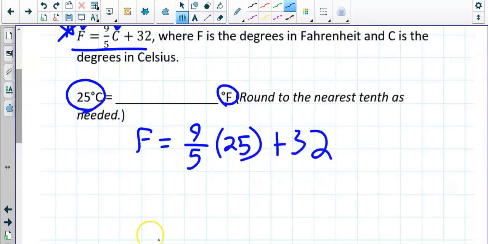Let's go back. 77 degrees Fahrenheit. And there you go. It's a simple plug and chug. Plug into the formula, kick me out an answer. Okay? Don't let it throw you off.